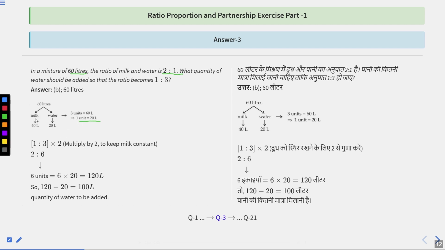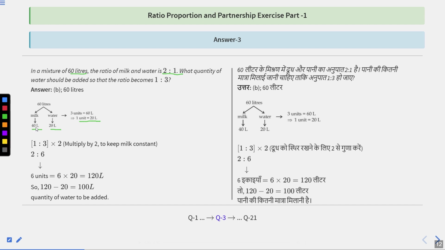When you solve it, we get milk is 40 liters and water is 20 liters, because it is given in the question that 1 unit is water and 2 units is milk. So 1 unit equals 20. So water will be 20 liters and milk will be 40 liters.